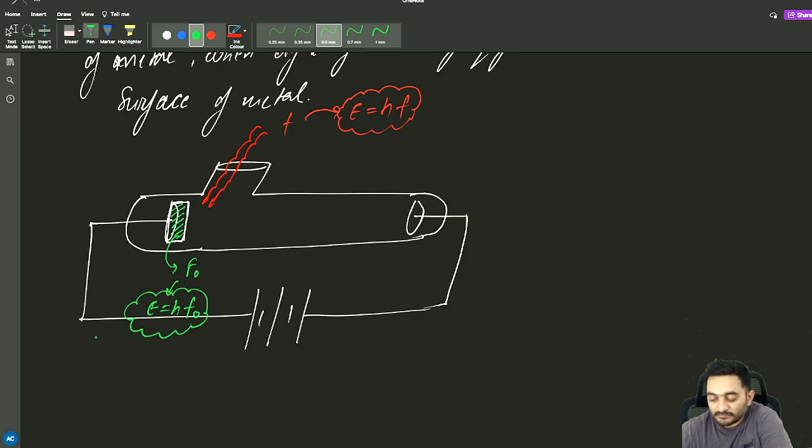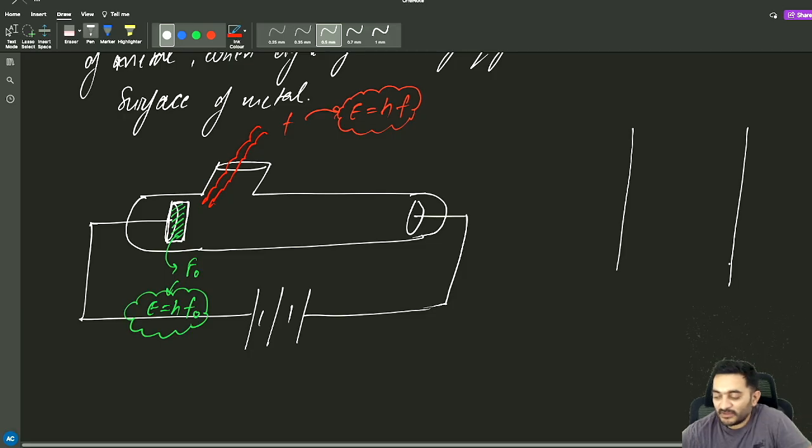The F naught is the minimum frequency. Yes, F naught is your minimum frequency or threshold frequency. Now try to understand the same experiment from this diagram, and I hope this will make more sense.